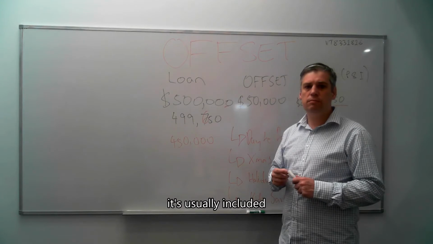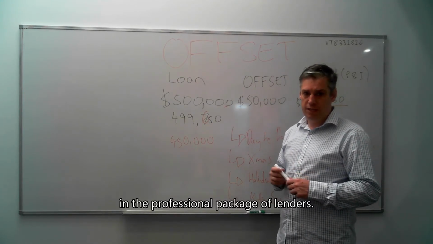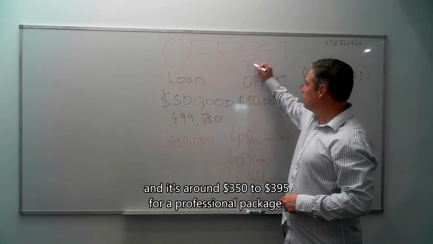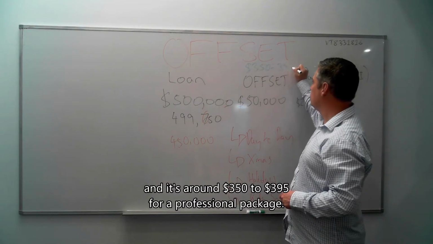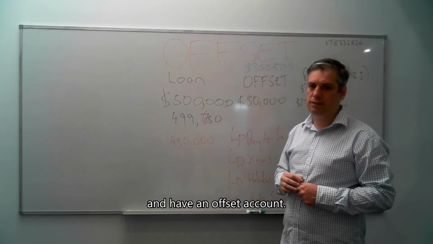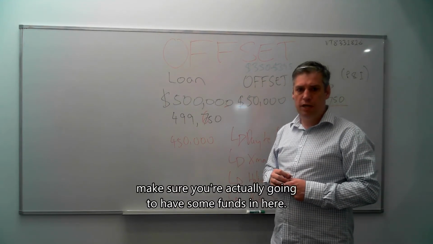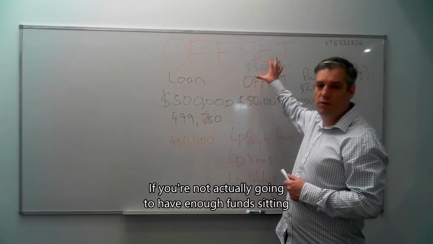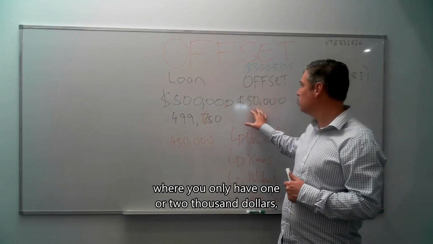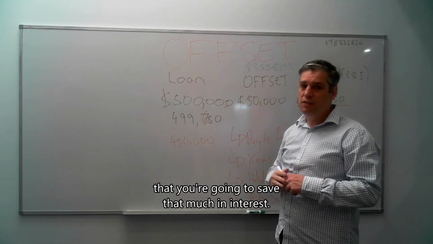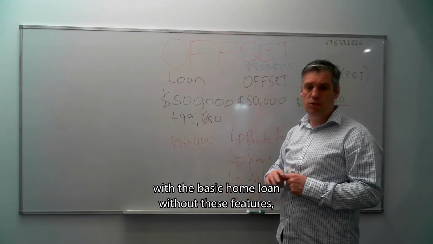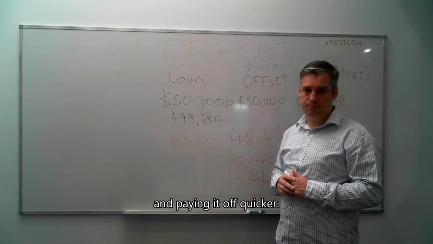When you do have an offset, it's usually included in the professional package of lenders. So what does that mean? Lenders usually have a fee, and it's around $350 to $395 for a professional package. And they usually include a credit card and have an offset account. When you work with your broker, make sure you're actually going to have some funds in here. If you're not actually going to have enough funds sitting in your account, especially when you first start a house where you only have $1,000 or $2,000, that you're going to save that much in interest, there's no point having an offset account because you're better to go for the cheaper rate with the basic home loan without these features and pay it off quicker.